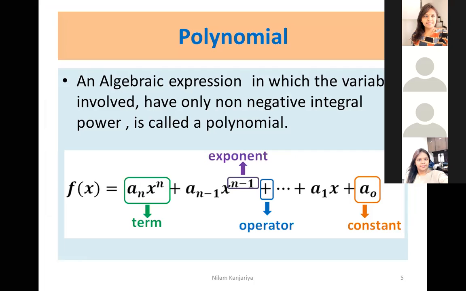So a polynomial is an algebraic expression. It has many variables. Here we discuss two types, one variable and two variables only. You must remember, the power of the polynomial is always a non-negative integer.